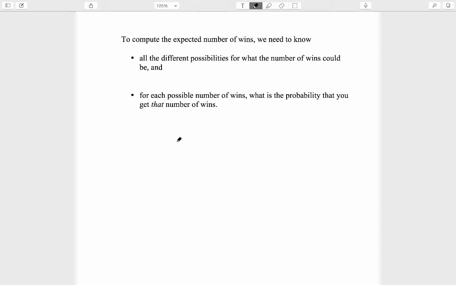To compute the expected number of wins, we need to know all the different possibilities for what the number of wins could be, and for each possible number of wins, what is the probability that you get that number of wins in 3 rolls of the dice. The full list of possibilities for what the number of wins could be is 0, 1, 2, or 3, because the experiment is to roll 3 times, and each roll either produces a win or it doesn't produce a win. For each possible number of wins, we have to ask, what is the probability that you get that number of wins? That's a job for the binomial probability model.